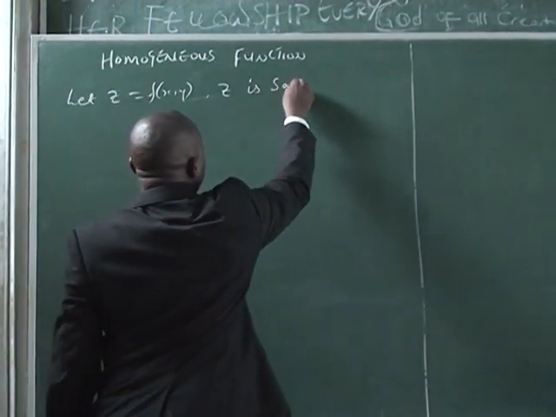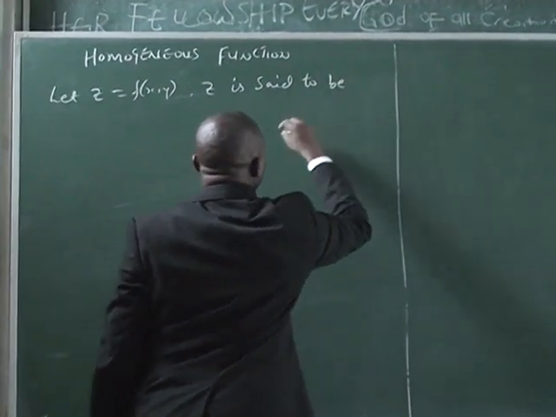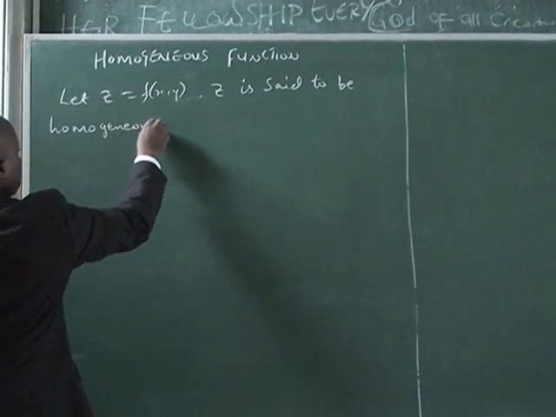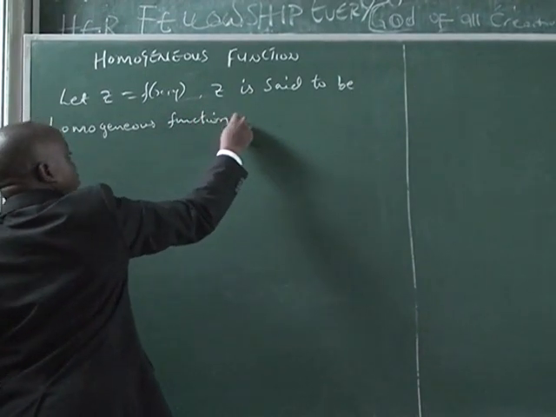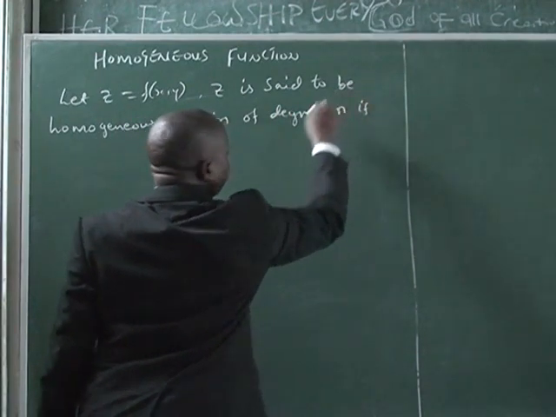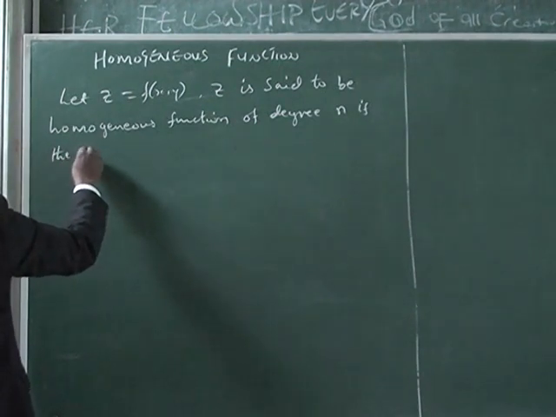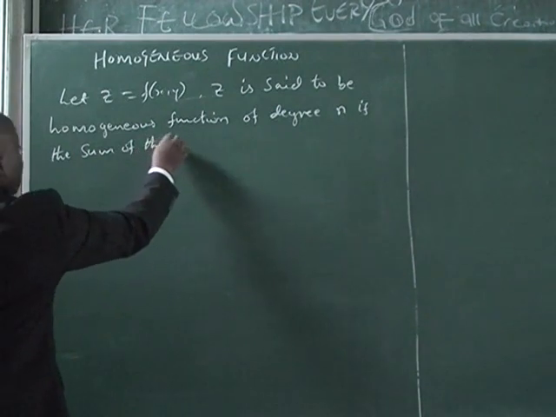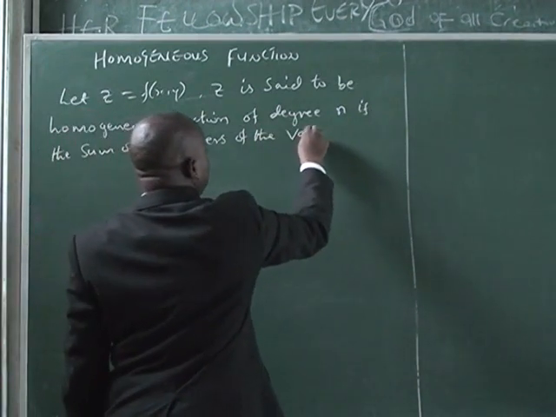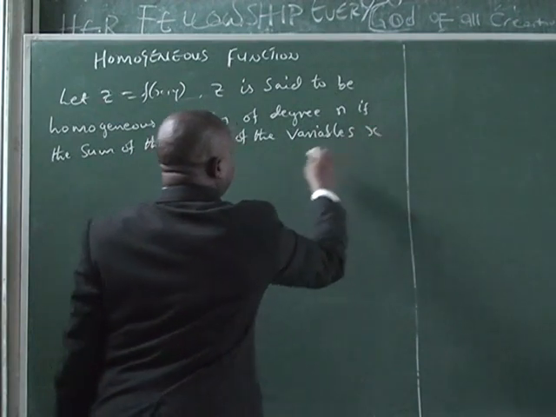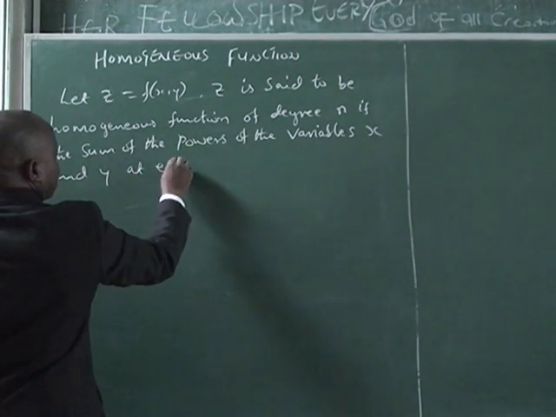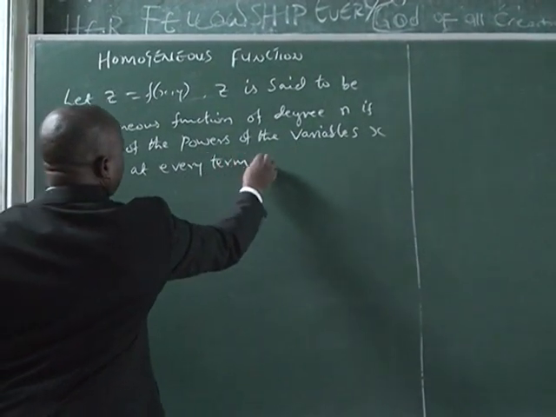Z is said to be a homogeneous function of degree n if the sum of the powers of the variables x and y at every term of z is equal to n.